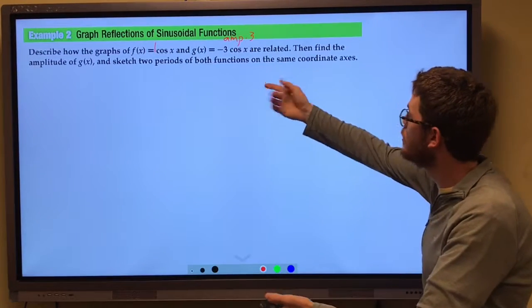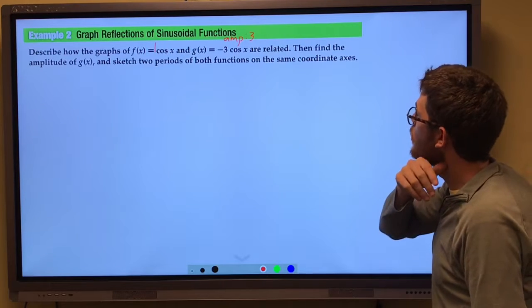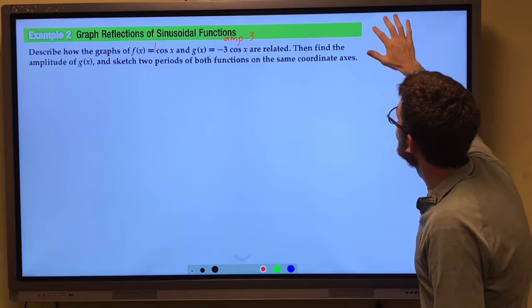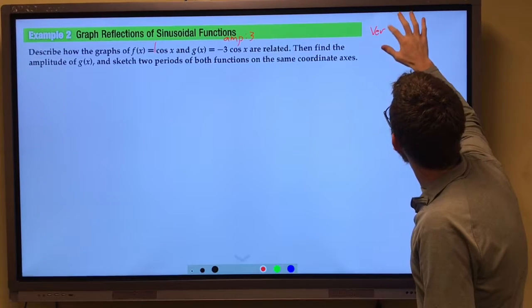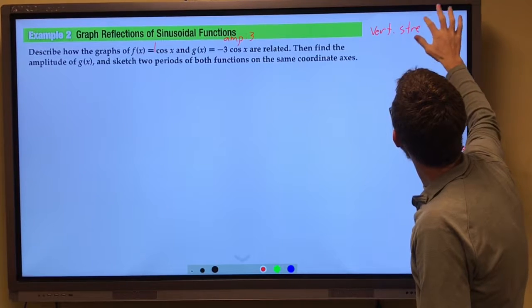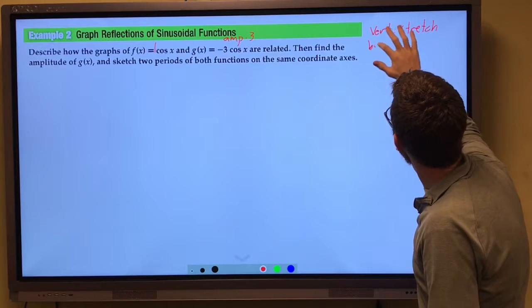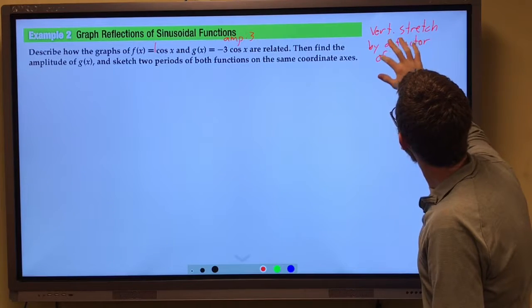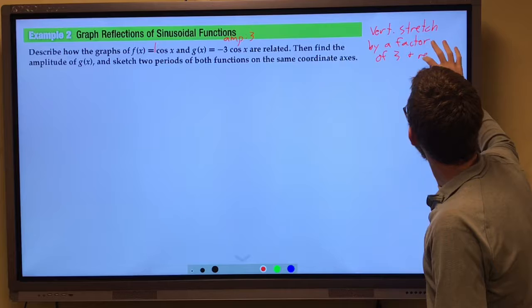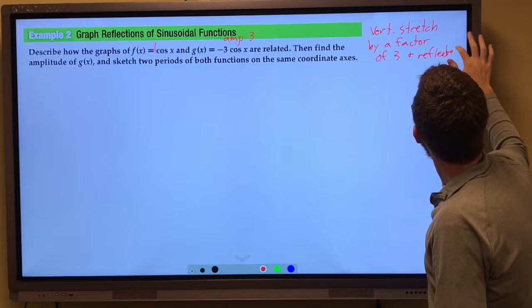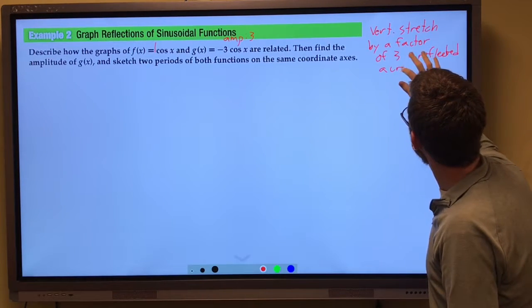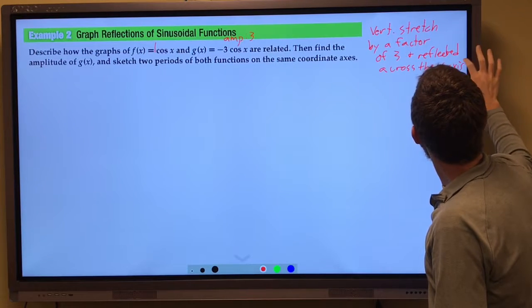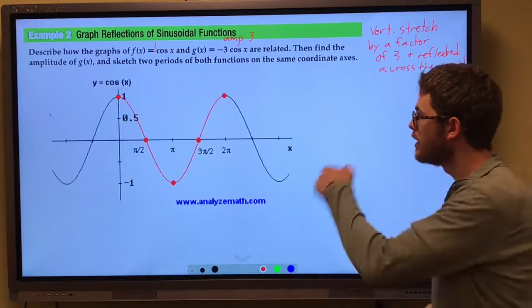So we notice the amplitude. We want to know how they're related. This is going to have a vertical stretch by a factor of 3. And it's going to be reflected across the x-axis. Yeah, so there we go.